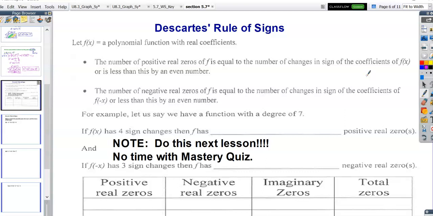So for example, if we have a function with degree 7, if f of x has 4 sign changes, then it could have 4 positive real zeros, or, you need to count down by an even number, or by twos, it could have 2 positive real zeros, or again, counting down by 2, it could also have 0 positive real zeros.